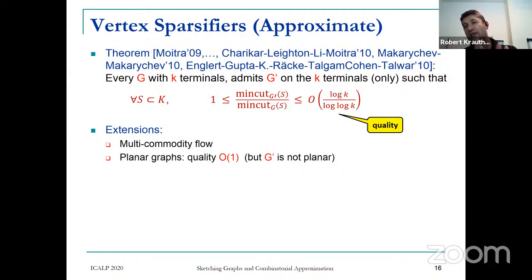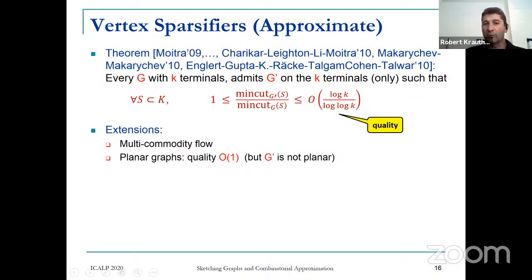Compared to mimicking networks, where the approximation was 1 but the graph was of size 2 to the 2 to the K, here I'm optimizing the other way around. I force the graph to be the minimum possible, only on the K terminals, but I want the approximation to be as small as possible, the quality. In this context it was called quality, but it's essentially the approximation factor. So I want the minimum cut between any S and S prime in G and in G prime to be a good approximation of each other.